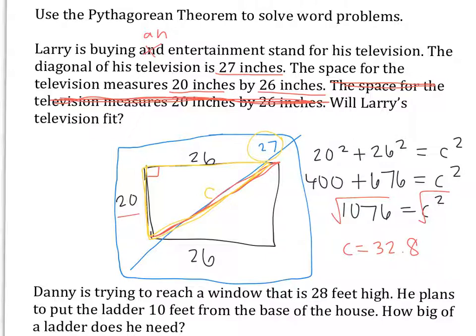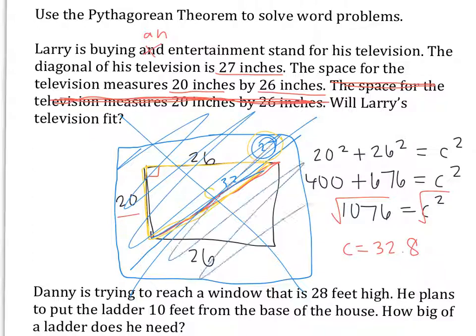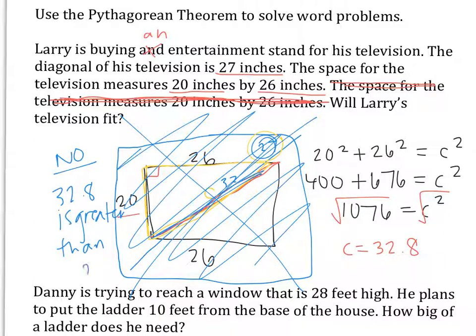So this TV here will not fit. It's because this diagonal is 32 and this is 27, so the TV will not be able to fit into this entertainment center. So my drawing here, I could cross that out, or I could actually erase it because it won't work out, because the diagonal of the TV won't fit into the diagonal of the entertainment stand. Therefore, you'd probably break the TV if you tried to fit that in there. So no, it will not fit because 32.8 is greater than 27. Gotta get a new TV, Larry, or a new entertainment stand.